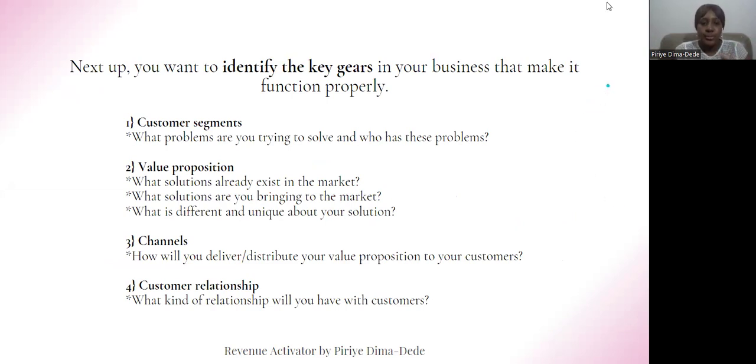make it function properly. So there are 9 key gears, and this is gotten from the business model canvas by Alex Osterwald, I think that's his name, of Strategizer, right? So he created the business model canvas, and I also took some questions from the modified version by Ashmari. So the first key gear is your customer segment, right?